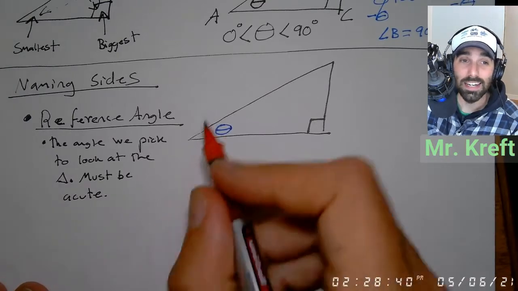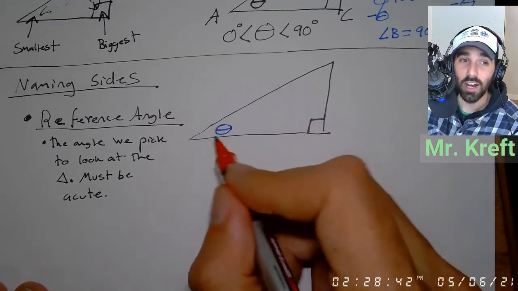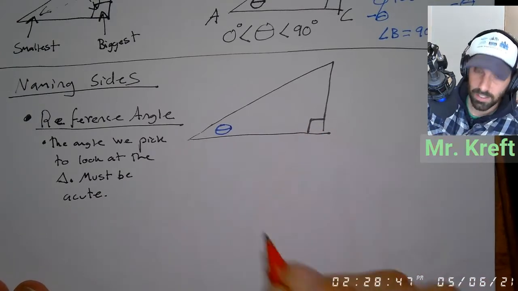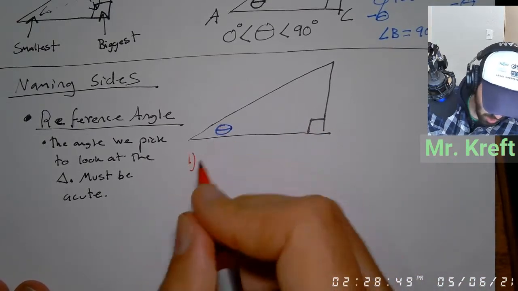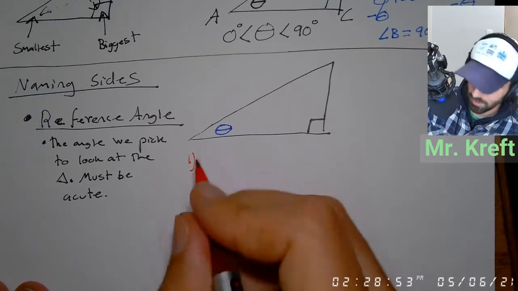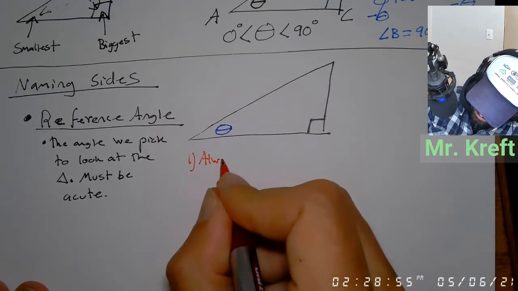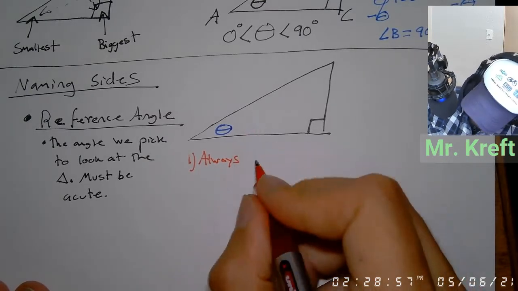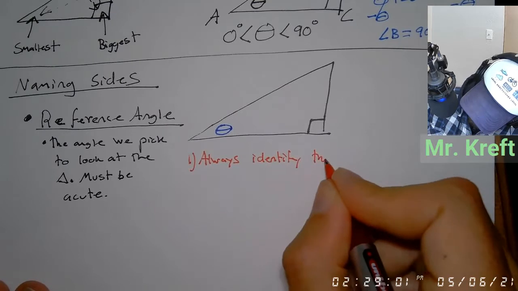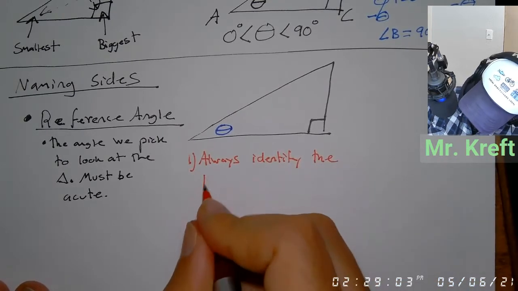So this is how you name: we're going to name this triangle based off of our reference angle. I'm going to give you 3 steps because there are 3 sides. And guys, I'm not making this list because it's cute. You have to follow this. First, always identify the hypotenuse first.